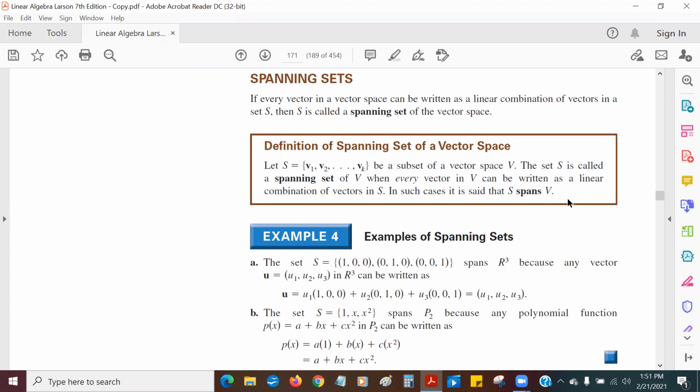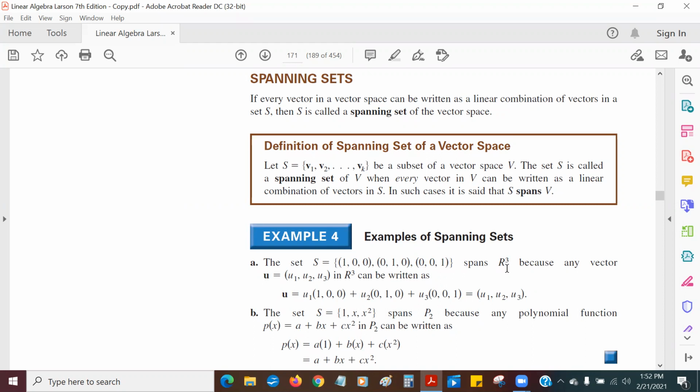Obviously, the vectors we had in those two previous examples are not spanning sets, because you see that they were able to combine to form one vector, but not the second vector. So obviously, not every vector in R3 could be spanned by them. Let's look at some simple ones. Suppose you have the set of vectors 1, 0, 0; 0, 1, 0; 0, 0, 1.